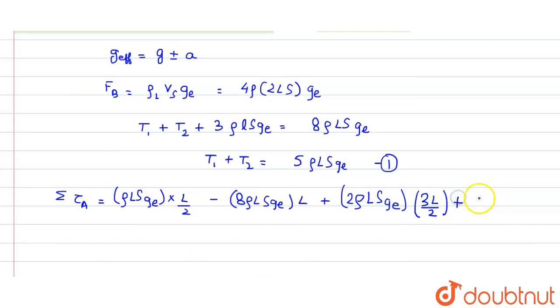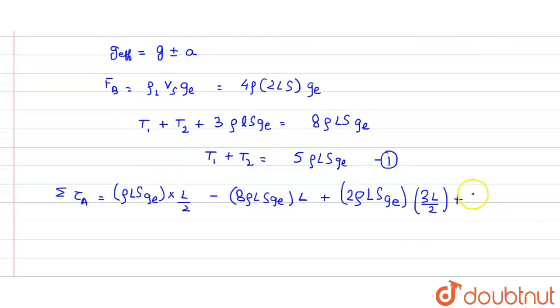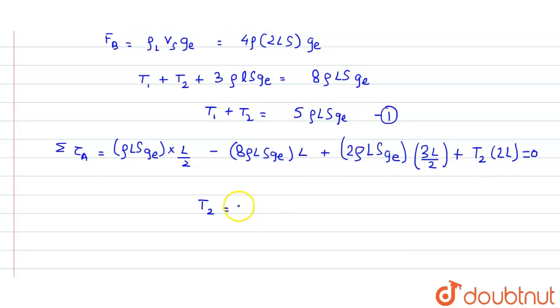Then plus the tension T2. Tension T2 is acting at a distance of 2L, so it would be T2 into 2L, and this is equal to 0. So from this expression, if we calculate, our T2 would turn out to be 9 divided by 4 rho L S G.